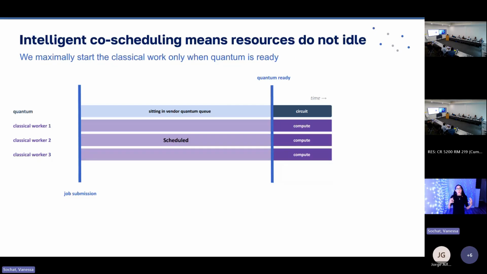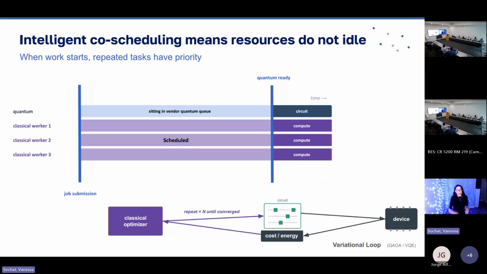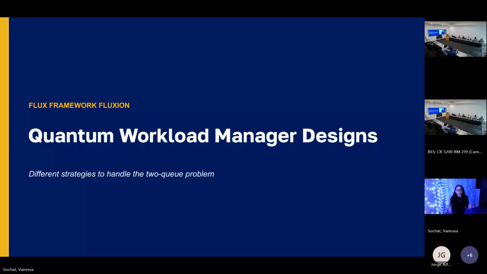Ideally, you would want co-scheduling. So a scheduler that is able to say, okay, I am not going to actually have these nodes run until the quantum is ready and I know that I'm not going to be wasting them. And for example, when you have something that's running in a loop, this is immensely important because you're not just going to be firing off one task, you're going to have multiple tasks that are going back and forth between classical and quantum.